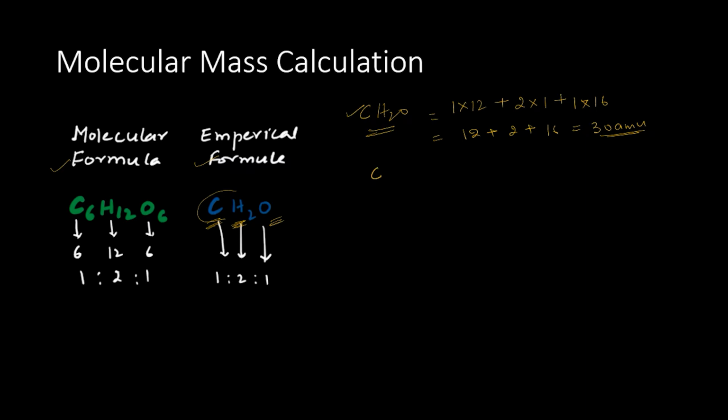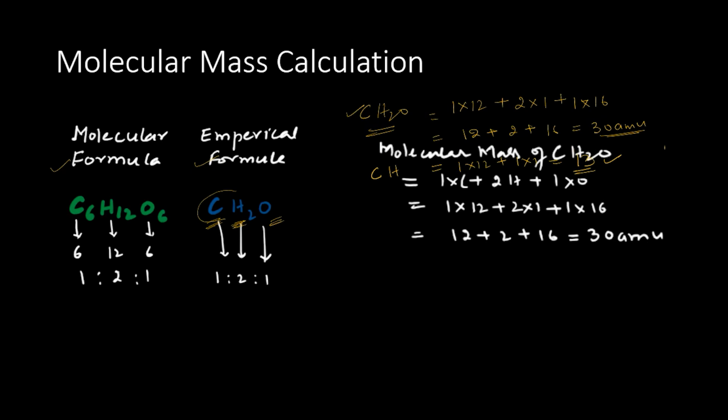If we take the formula like this, CH, then 1 into 12 plus 1 into 1 will come to 12 plus 1, 13. So finally the mass of CH2O is 30 AMU, which we have calculated over here.